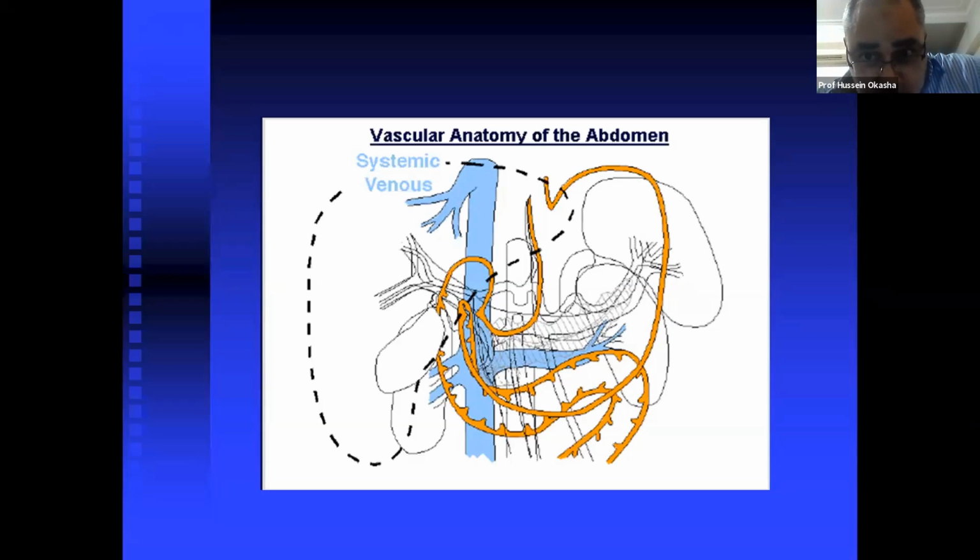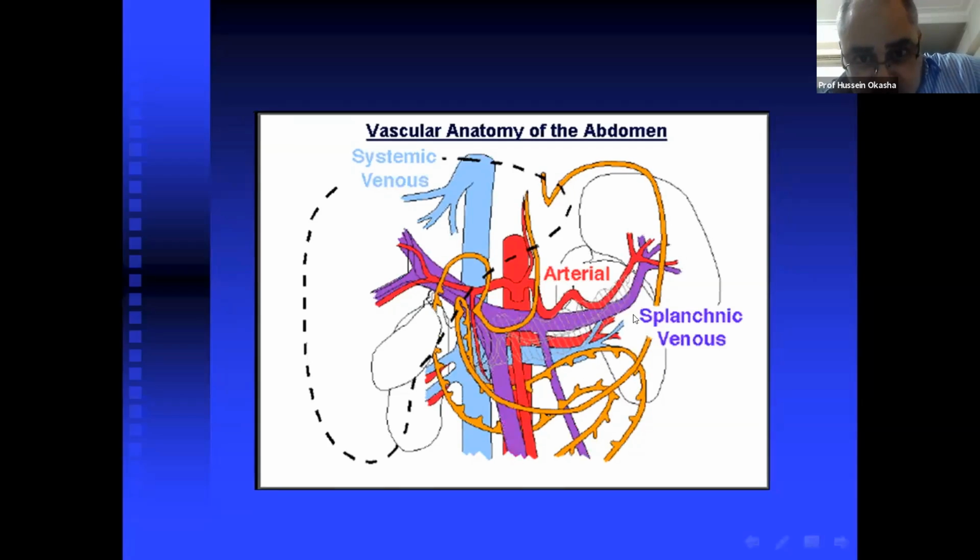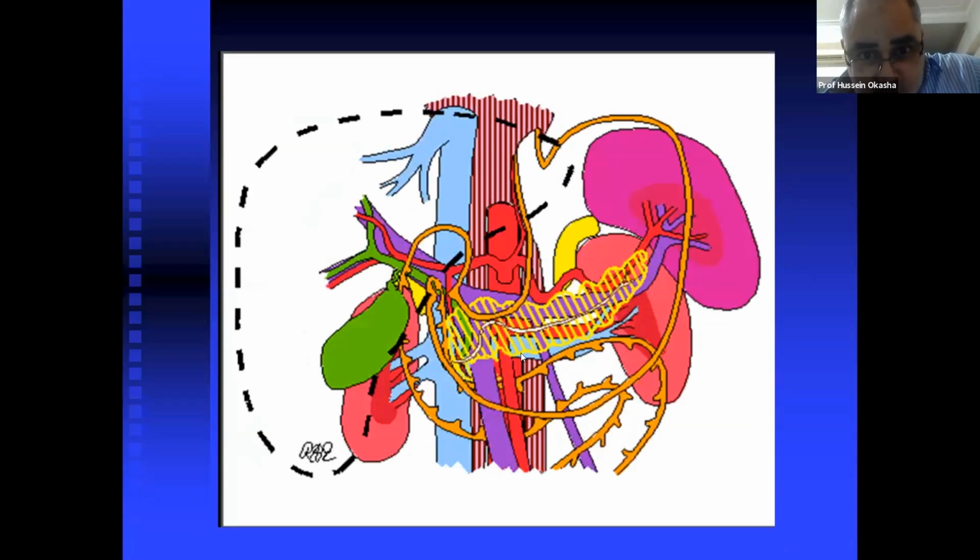So we should study the relation of the pancreas to the venous systemic veins like the inferior vena cava. We should study the relation of pancreatic masses to the arterial system, mainly the abdominal aorta and its very important branches like the celiac axis and its branches, left gastric, splenic and common hepatic, and also the superior mesenteric. We should study the relation with the portal venous circulation, mainly the splenic vein, superior mesenteric vein, and the portal vein. So there are many structures to study in this lecture.